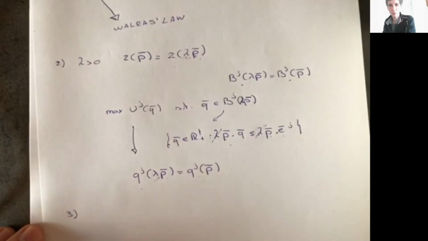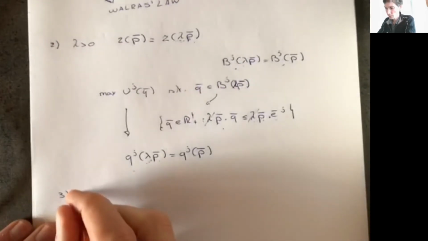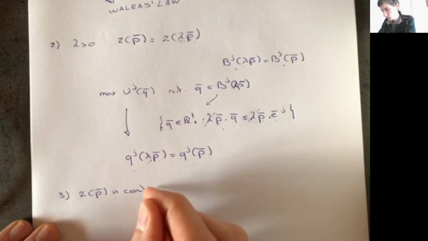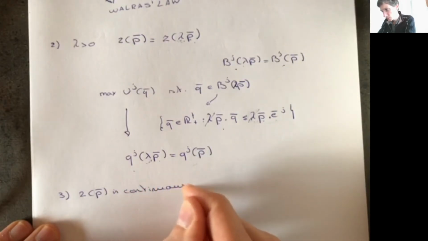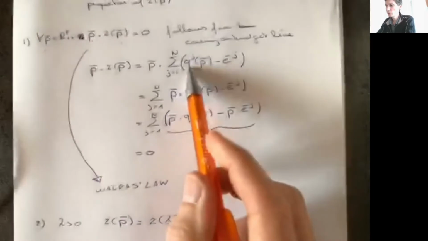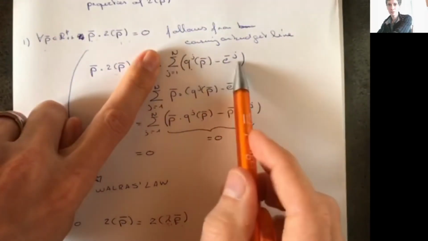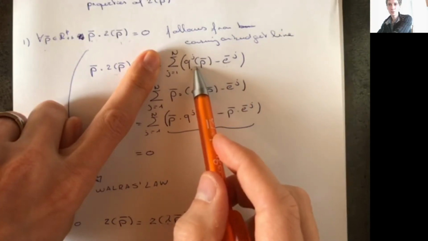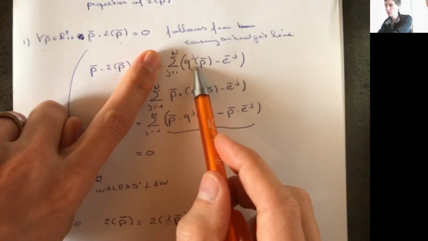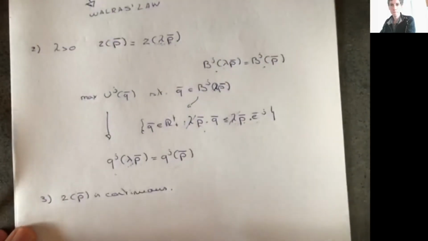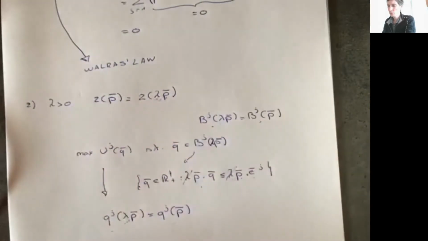And then the third property is that Z(p) is continuous. Continuity is easily seen. This Z(p) is a sum of excess demand functions. Each one of these is continuous, right, by Berge's maximum theorem. So you sum over a number of continuous functions, so this will also be continuous. Okay, so let me come back to the second property here.